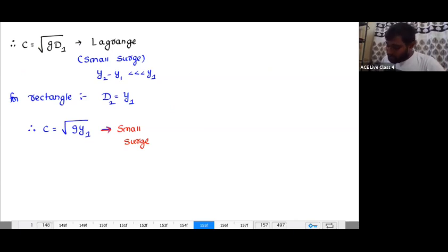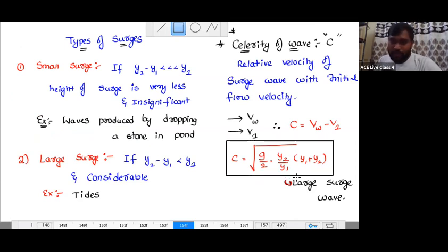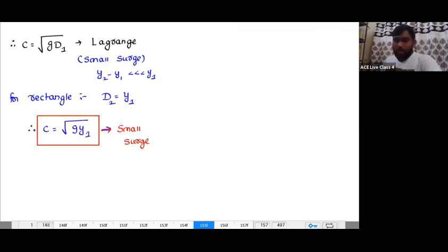Okay. So what is the celerity? For a small surge, root g y1. For a large surge, it is going to be root of g by 2 into y2 by y1 into y1 plus y2. And what is the actual definition of celerity? VW minus V1. In examination, if nothing is mentioned, yes, this root is over the total. The root is going to be over the total. So now you see, does this look like notes?